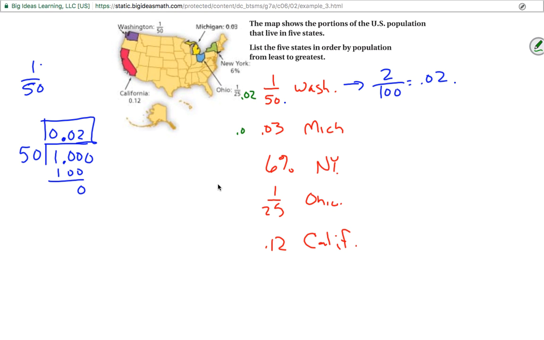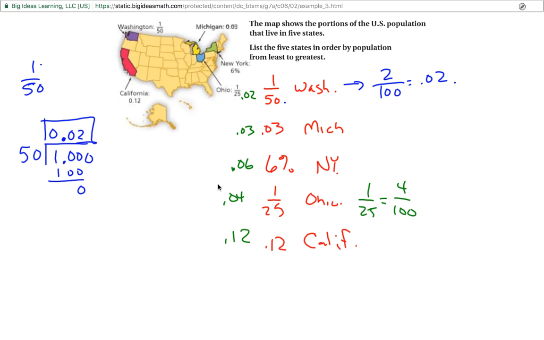This is 0.03. That's already done. 6% is 0.06. 1/25: let's go the other route. This is 4 hundredths by multiplying top and bottom by 4. So that's 0.04. And then 0.12 is already a decimal.